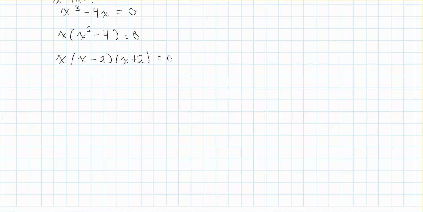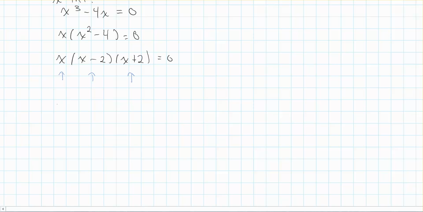Now, the way we solve this then is it's a very special property of algebra. It's called the zero product property, meaning that if you have terms multiplying to 0, one of them has to be 0. And so what we can do then is we can write this essentially, there's three options here. Option 1 is that x could be 0. Option 2 is that x minus 2 could be 0. Option 3 is that x plus 2 could be 0.